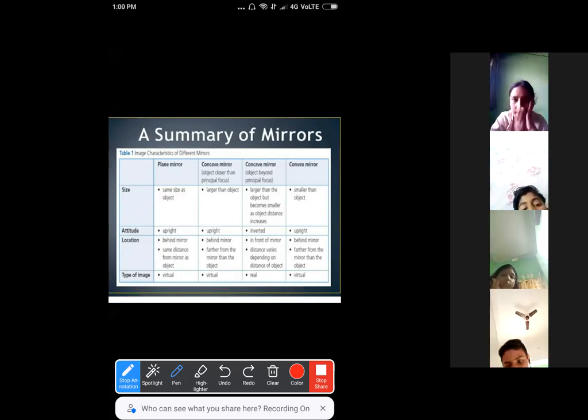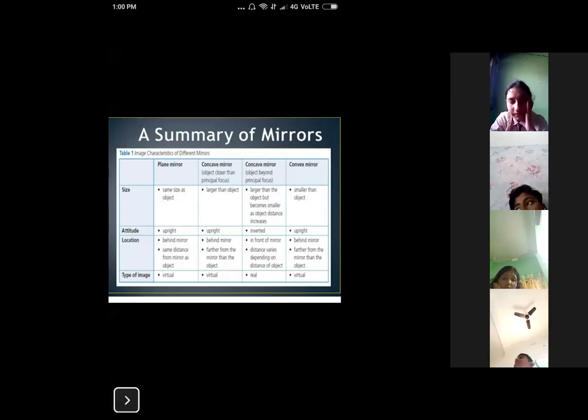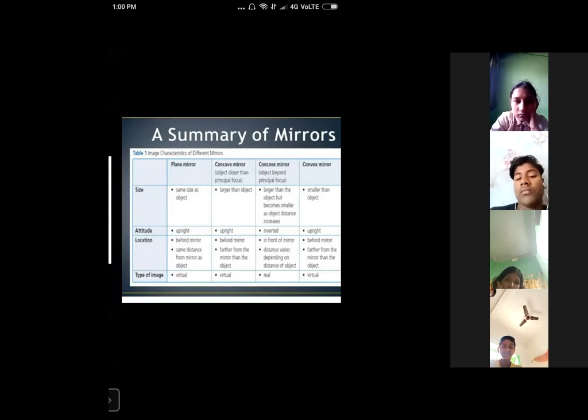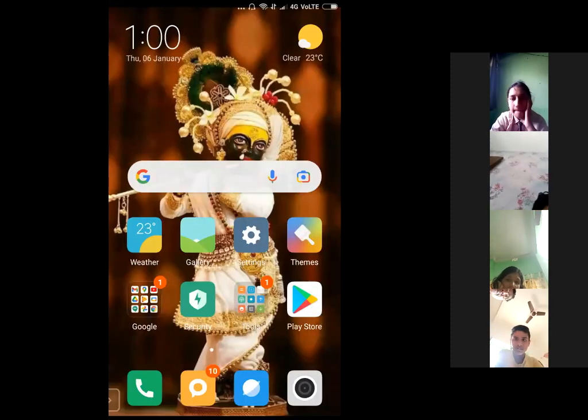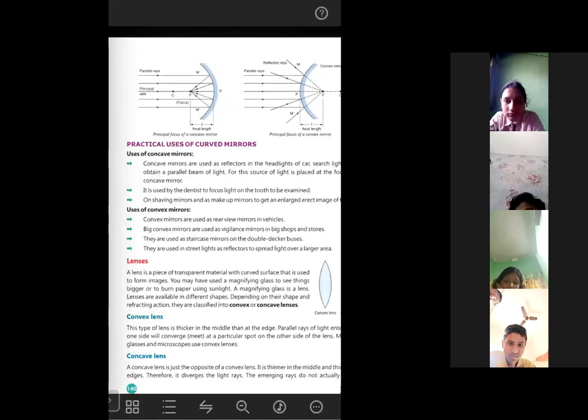So this is very important. This table is very important. This picture is very important, as the complete detailed structure that you have learned in your book is summarized in this table. So if you can memorize this table, you can memorize the whole thing. There are some uses of these curved mirrors also. So these uses I will tell you tomorrow.